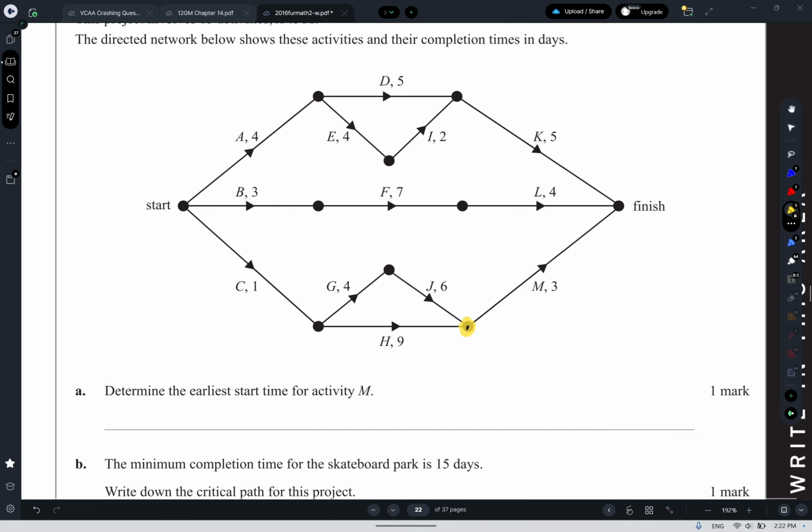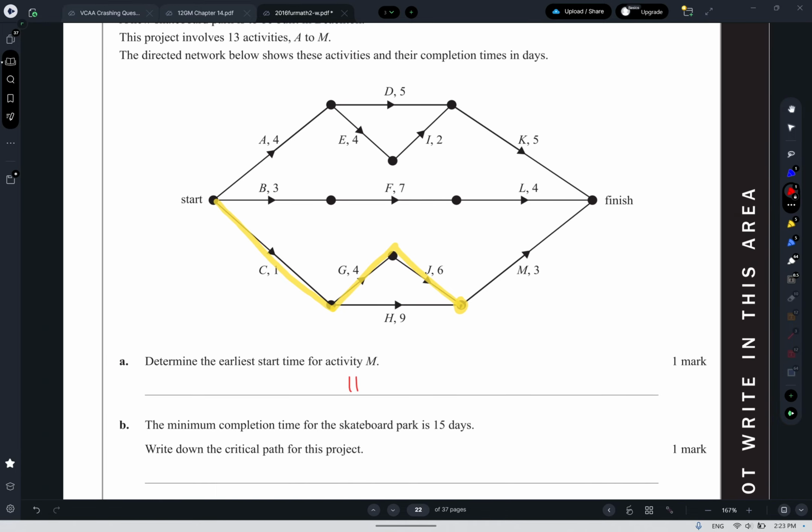Earliest starting time is the earliest possible time that it could start, so it's going to be finding the longest route to get there. 1 plus 4 plus 6 would be 11. 1 plus 9 would be 10. So we have to wait 11 days to start it, so that's going to be 11. You could write days, I guess, but you don't have to.